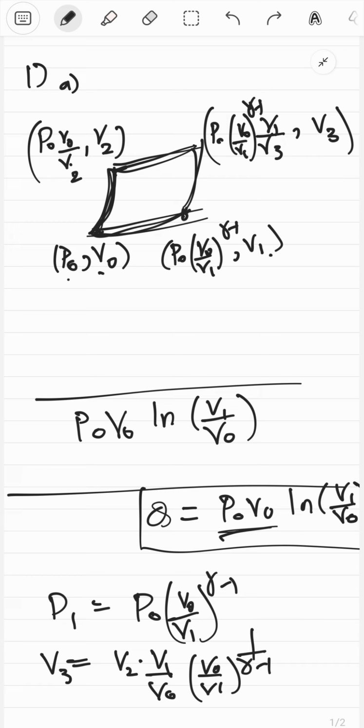Then this is just equal to the work done. It's just PdV. Yes, it's just PdV. And yes, that does give us natural log. That's okay. What about the work done in an adiabatic process? Because the heat is gone.